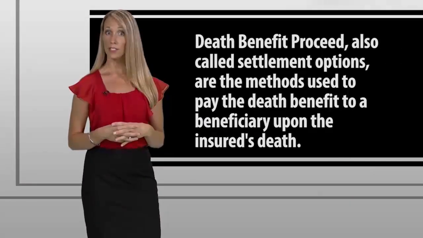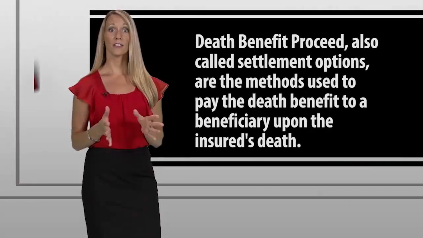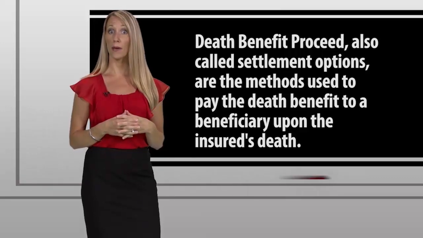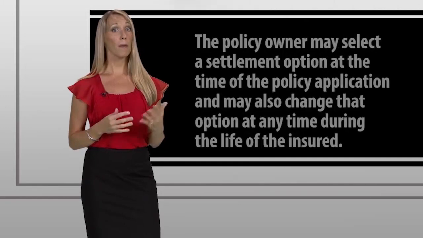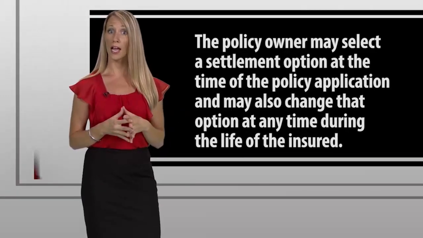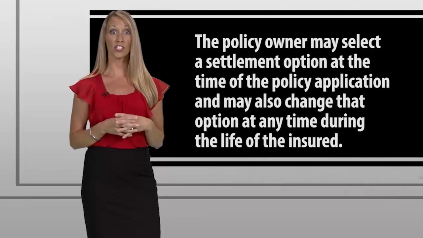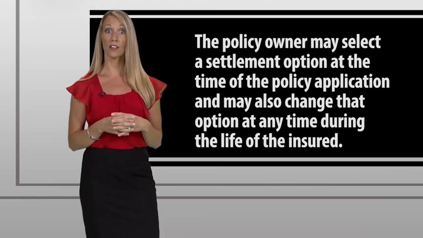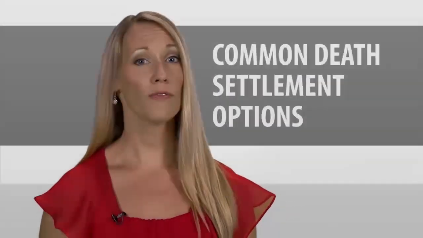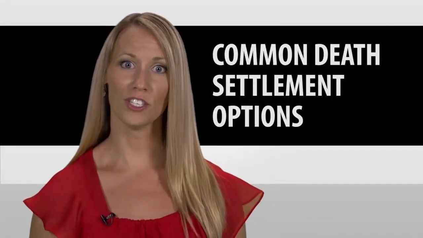Death benefit proceeds. Death benefit proceeds, also called settlement options, are the methods used to pay the death benefit to a beneficiary upon the insured's death. The policy owner may select a settlement option at the time of the policy application and may also change that option at any time during the life of the insured. Once selected by the policy owner, the settlement option cannot be changed by the beneficiary. The following are common death settlement options.